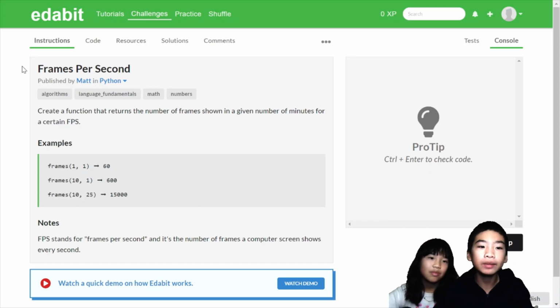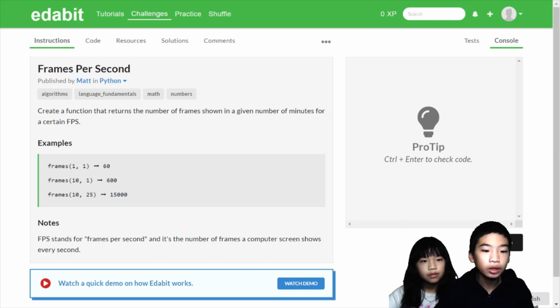It's called frames per second. Create a function that returns the number of frames shown in a given number of minutes for a certain FPS. FPS stands for frames per second. For example, here there is 1 minute and 1 frame per second. There are 60 seconds in 1 minute, so we're just going to do 60 frames in that number of minutes with that frames per second.